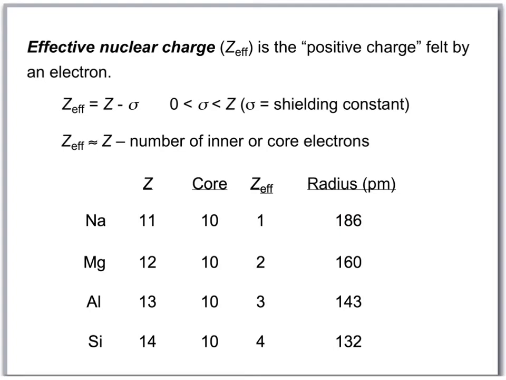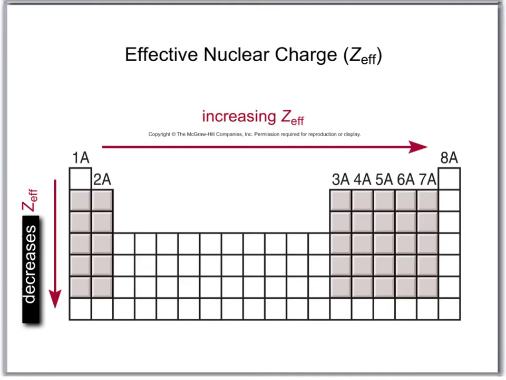We will use Z effective to explain many periodic properties. There is a periodic trend to the effective nuclear charge. In general, as you go across from left to right, Z effective increases. This is because the number of protons increases while the number of core electrons stays the same. As you go down a family, Z effective decreases. This is because you start adding core electrons with an increasing number of n.